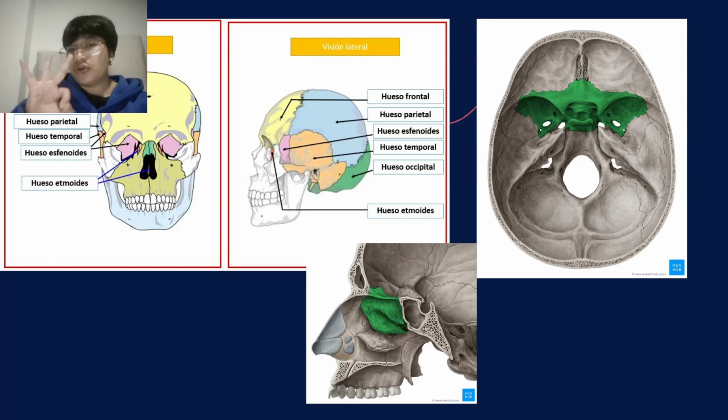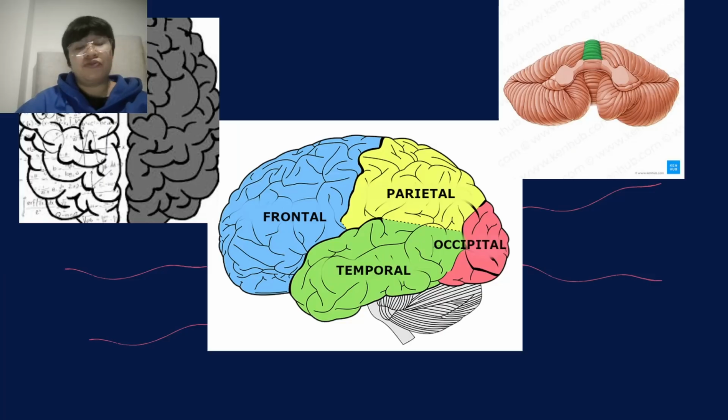The brain has three main parts. First, the cerebrum, which is the largest part. It is divided into two hemispheres, right and left. Each hemisphere has different functions, but they work together.